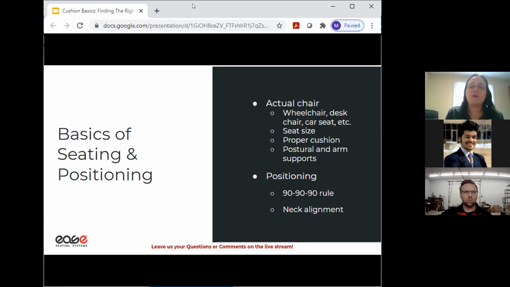So then when we're looking at your positioning, the general rule of thumb is the 90-90-90 rule. So this is my little positioning guide. You want to make sure that your ankles are about 90 degrees, your knees are at 90 degrees, and your hips are at 90 degrees. That'll give you the most upright seating, as well as the most support underneath your bottom.